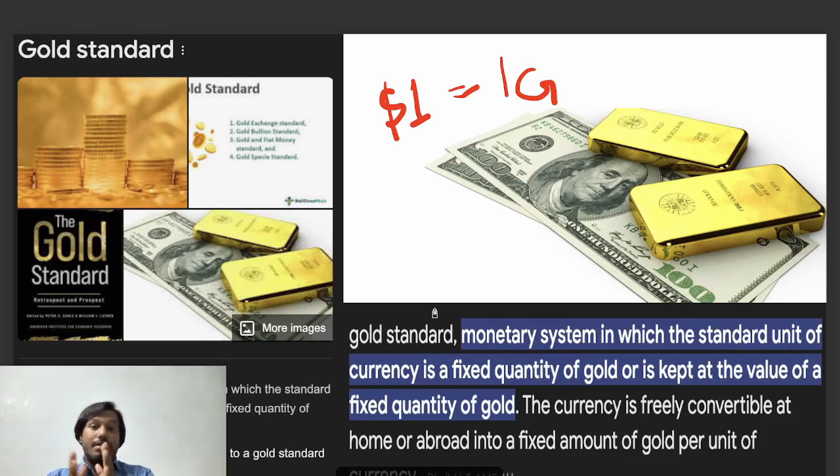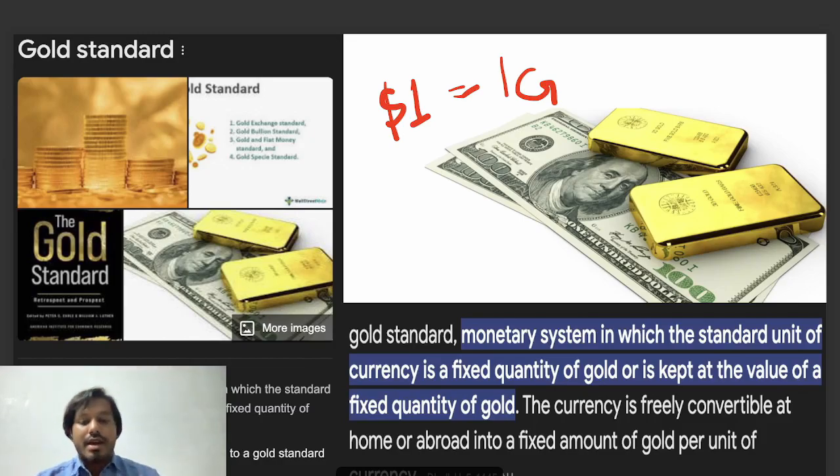So you need to understand, before the rise of the US, basically the superpower used to be Britain, and Britain used to follow the gold standard monetary system. All the countries around the world used to follow the gold standard, which means they had faith in gold. The currencies used to be valued against gold. So that's what the system was before the rise of the US. This is the definition of the gold standard.